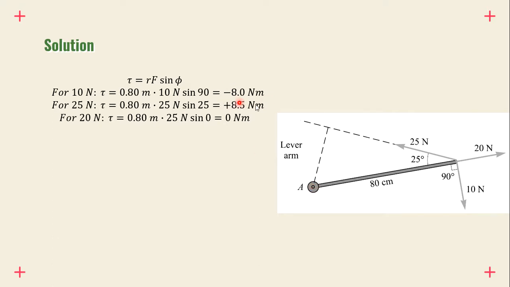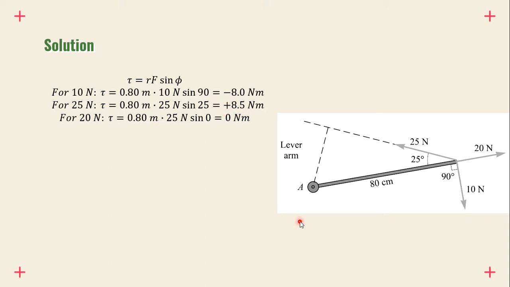So that should be negative. The torque is negative. So for 25 newtons, as you can see, this force will cause a counterclockwise rotation about the pivot point A. So I put a string here, then I try to rotate that, or I use the right hand rule. Then my direction is positive, my sign is positive. So 0.8 times 25 N sine 25 will give me 8.5 newton meter, and that is positive.